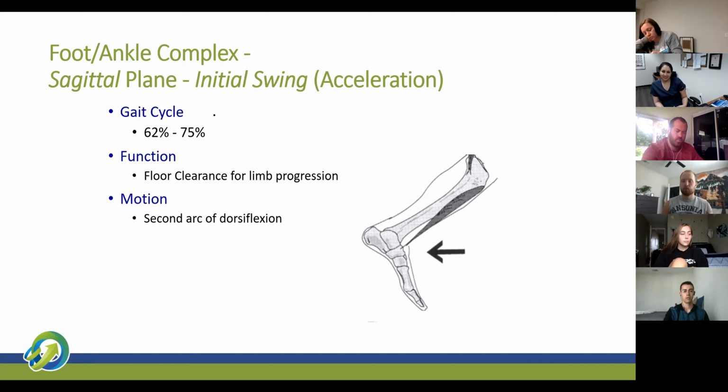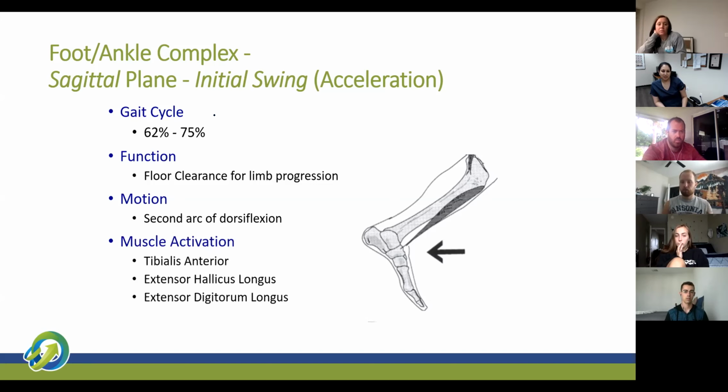Any guesses? Would it be the extensor digitorum longus, extensor hallucis longus, extensor digitorum brevis, extensor hallucis brevis, and then would it be the anterior tibialis? Ooh, very good, he got almost, yeah. It's the tibialis, the three. Okay. Very good. Tibialis anterior, extensor hallucis longus, and extensor digitorum longus.